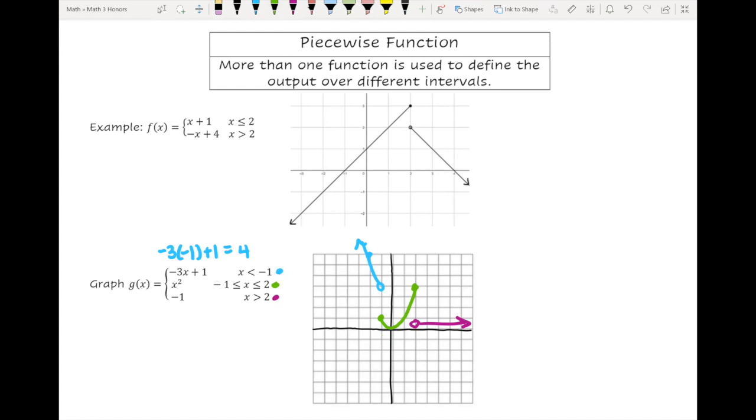And then this last section is going to go from 2 to infinity, and I need the open dot. It's not equal to, it's just x greater than 2. And it's a constant function. It's going to hit the y value of -1.